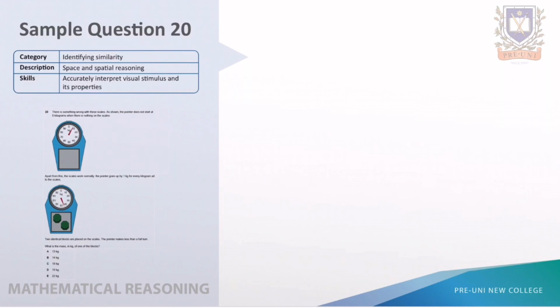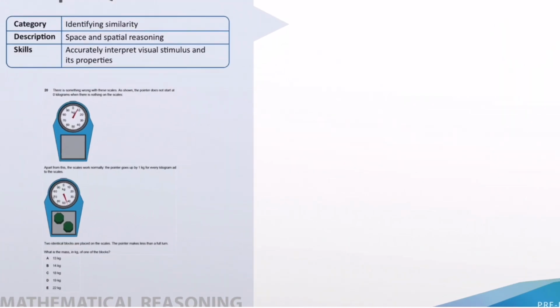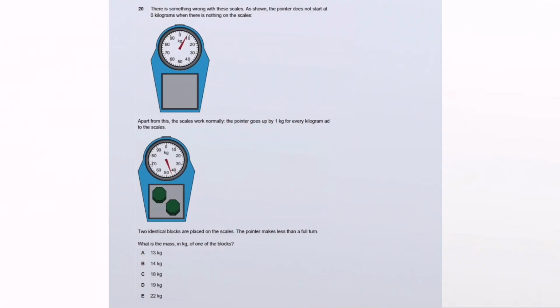For sample question 20, for the category we have identifying similarity, the description, space and spatial reasoning, skills, accurately interpret visual stimulus and its properties. The question: there is something wrong with these scales. As shown, the pointer does not start at 0 kilograms when there is nothing on the scales. We can see through the diagram here. Apart from this, the scale works normally. The pointer goes up by 1 kilo for every kilogram added to the scales.